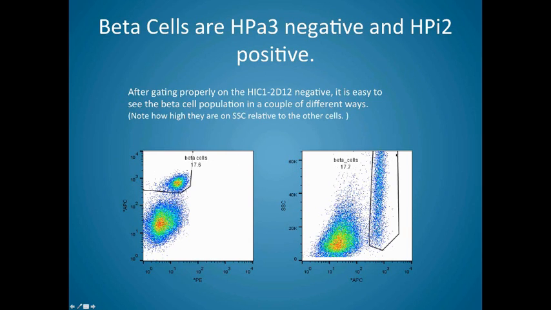They're higher in side scatter, you can see here, and what I forgot to mention in the forward and side scatter slide is that we make our forward and side scatter gate off-scale high to include the off-scale high events on side scatter, because since beta cells are very granular, they tend to have significantly higher side scatter.